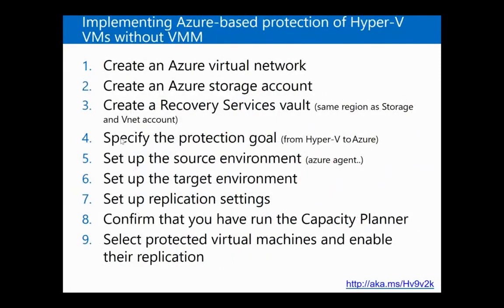So what are the steps of Hyper-V? We create a virtual network. Why do we create a virtual network? So that once you fail over the virtual machines, which virtual network that virtual machine should be in, what is going to be the IP, what is going to be the subnet, which storage account, recovery service vault, as we said, what is your protection goal. We check that from Hyper-V to Azure, source environment, target environment, replication settings that we will do in a while.